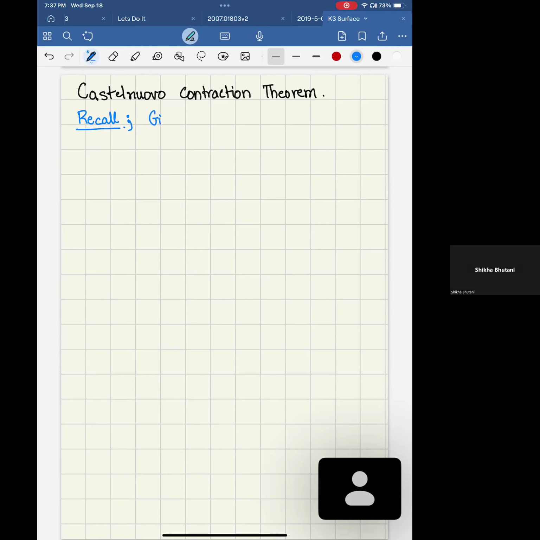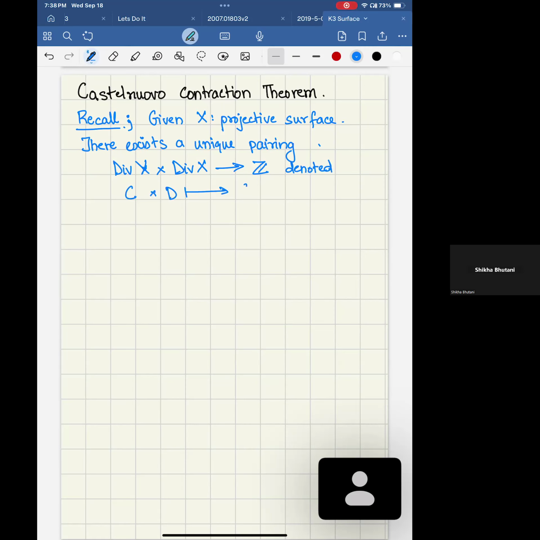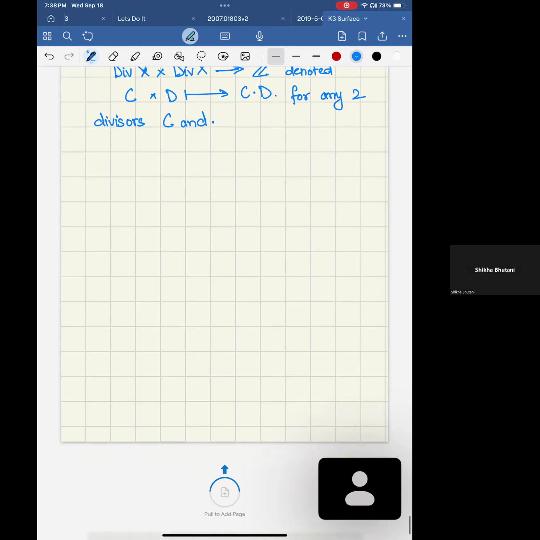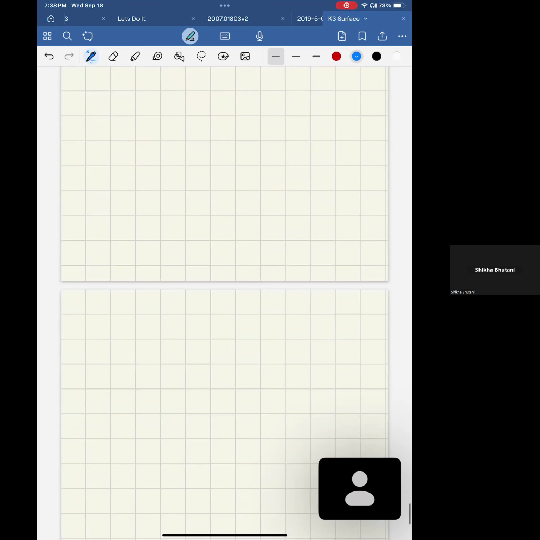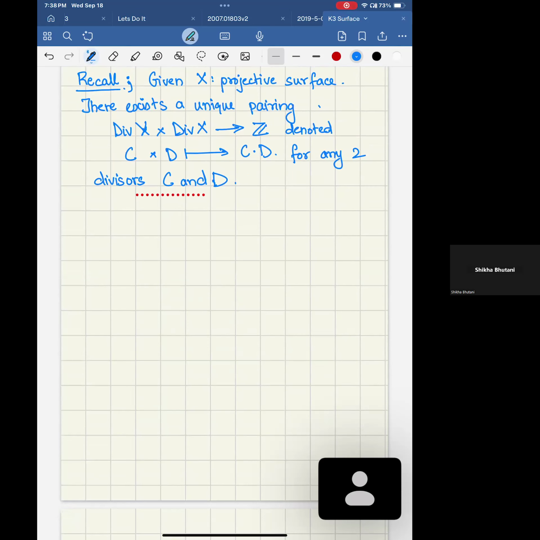Recall that if you're given a surface X, a projective surface, then there exists a unique pairing from the divisor class of X to the integers, denoted as C dot D, for any two divisors C and D. Now, there exists a unique pairing like this which satisfies the following four conditions.